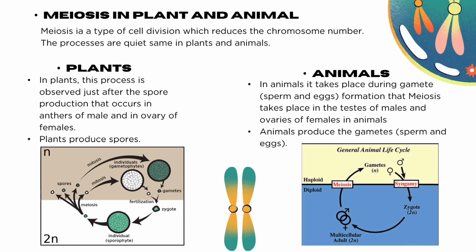In plants, this process is observed just before sperm production, which occurs in the anther of the male and in the ovary of the female. Meanwhile, in animals, it takes place during gamete, sperm and egg formation. Meiosis takes place in the testes of the male and the ovaries of the female in animals. Plants produce sperm, while animals produce gametes, sperm and egg. These two pictures are about the cycle of the animal and plant.